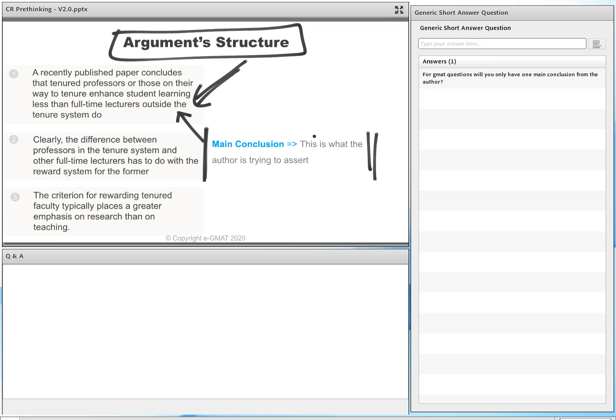For GMAT questions, will you have only one main conclusion by the author? Yes, but it's not just for GMAT questions. In real life, in any scenario, you'll have one conclusion. That one conclusion may have a couple of subparts, but in general, you will have one conclusion. So the first is truly the evidence of the conclusion, and that's what we're going to see over here.